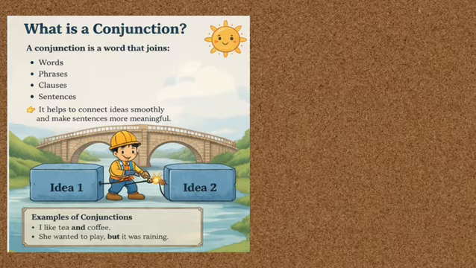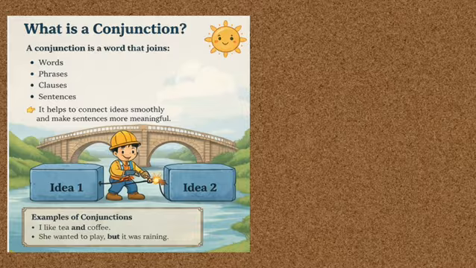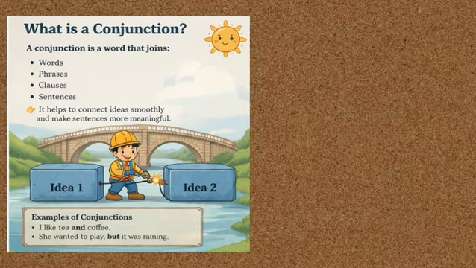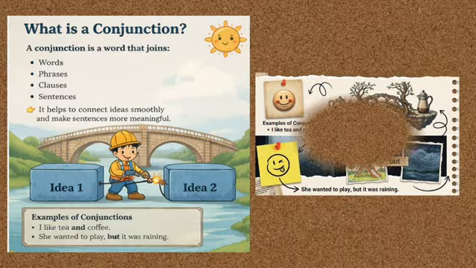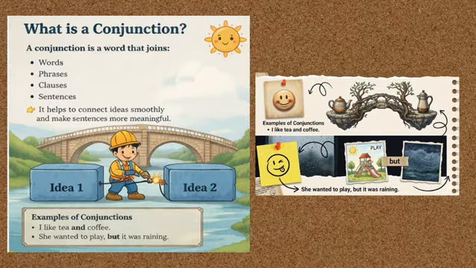For example, if I say, I like tea and coffee. So here, and is the conjunction. Again, if I give you another example, she wanted to play, but it was raining. So here in this sentence, but is a conjunction.